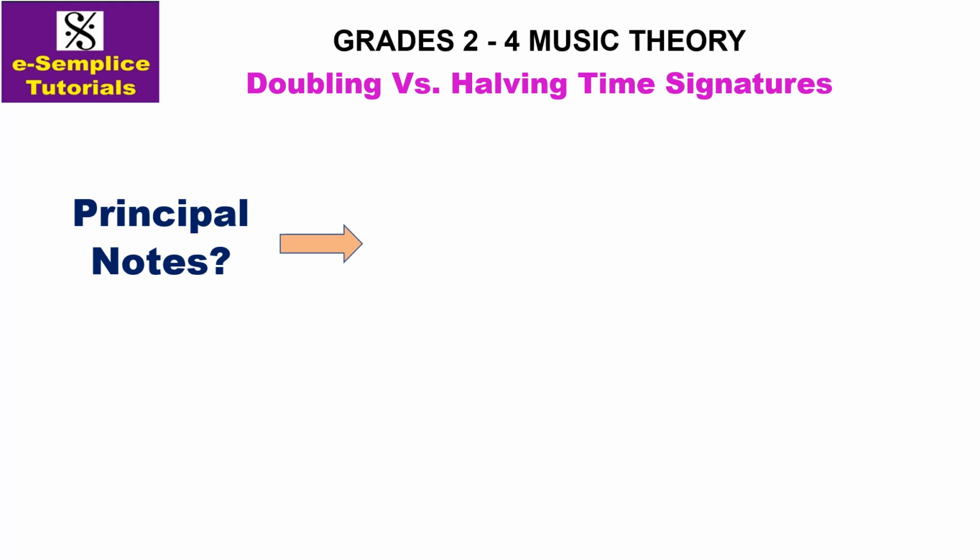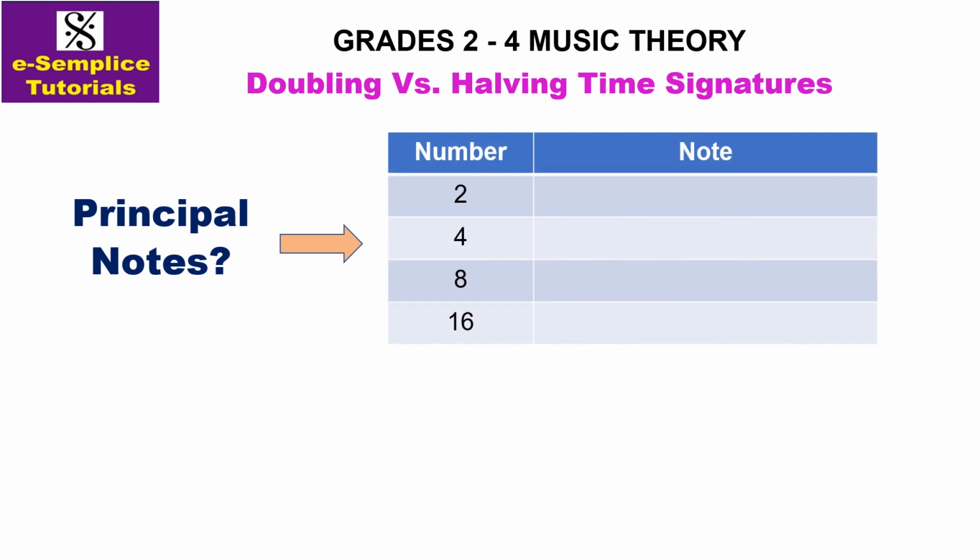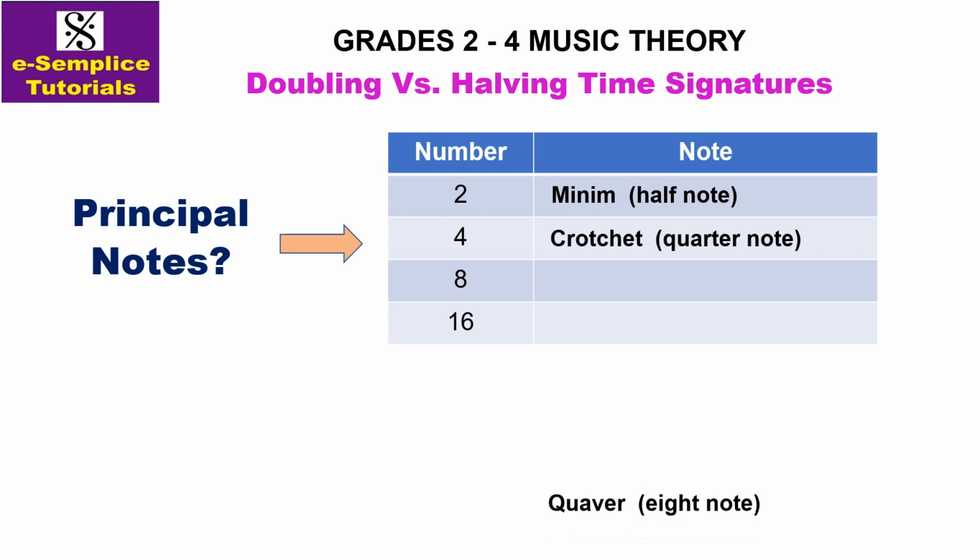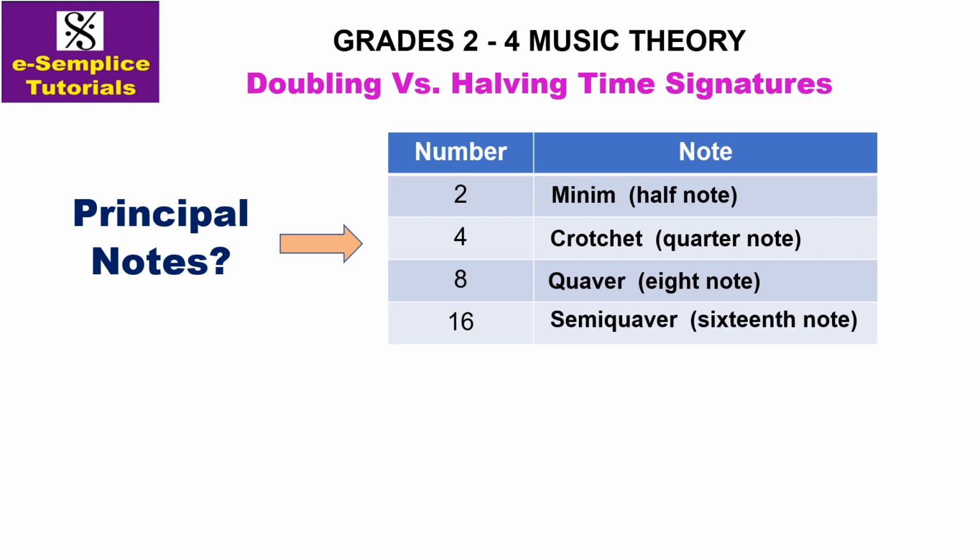Now let's briefly look at principal notes before we get into the doubling and the halving process. These are numbers signifying certain notes. When you see 2 as the bottom number, 2 signifies the minim, 4 signifies crotchet or quarter note, 8 signifies quaver or 8th note, while 16 signifies semiquaver or 16th note.